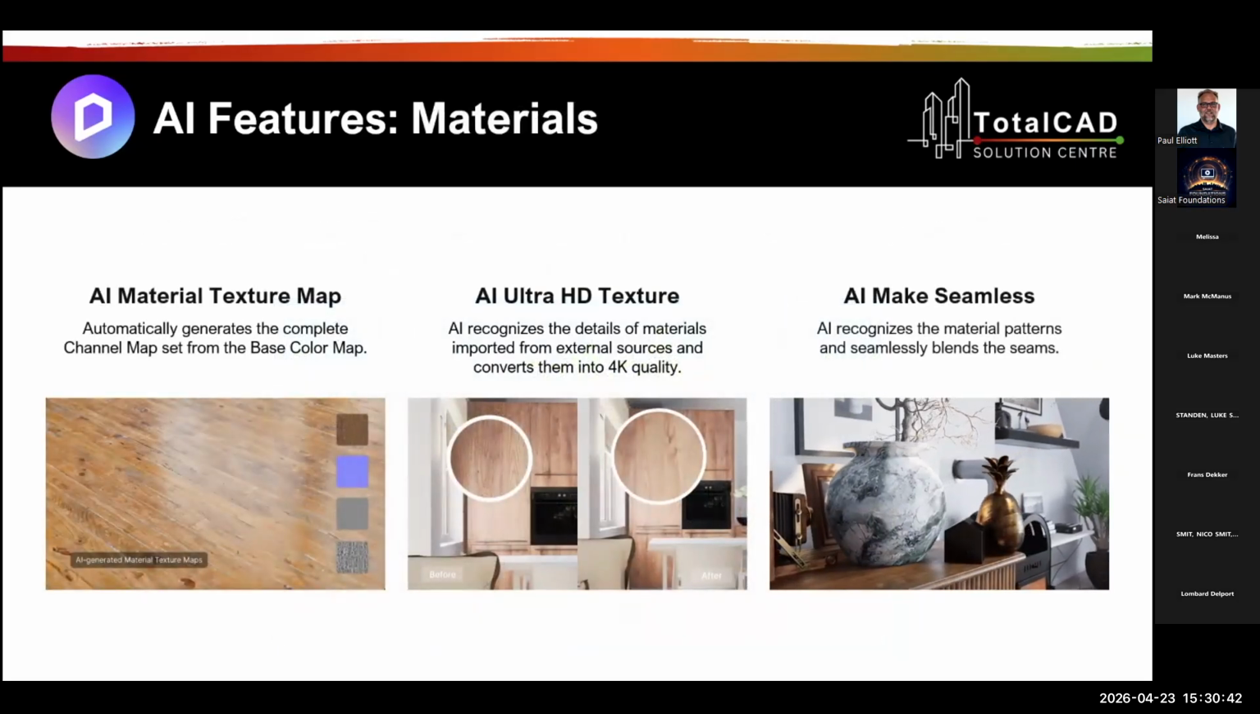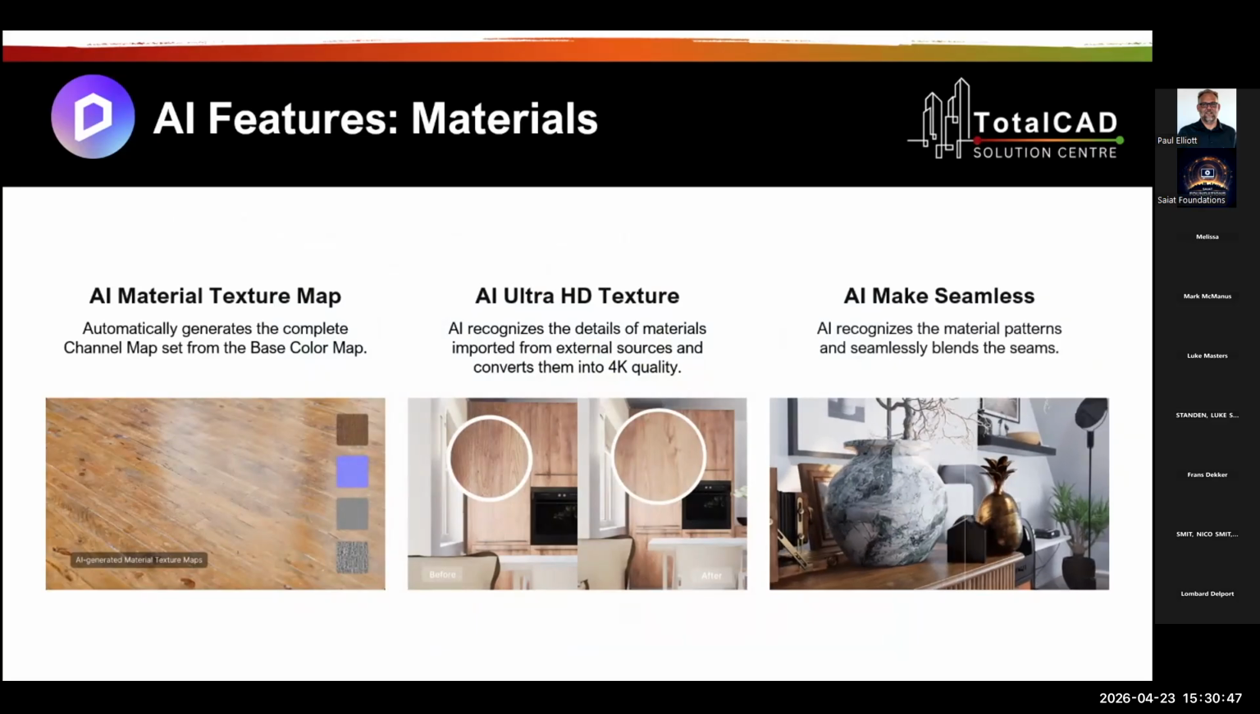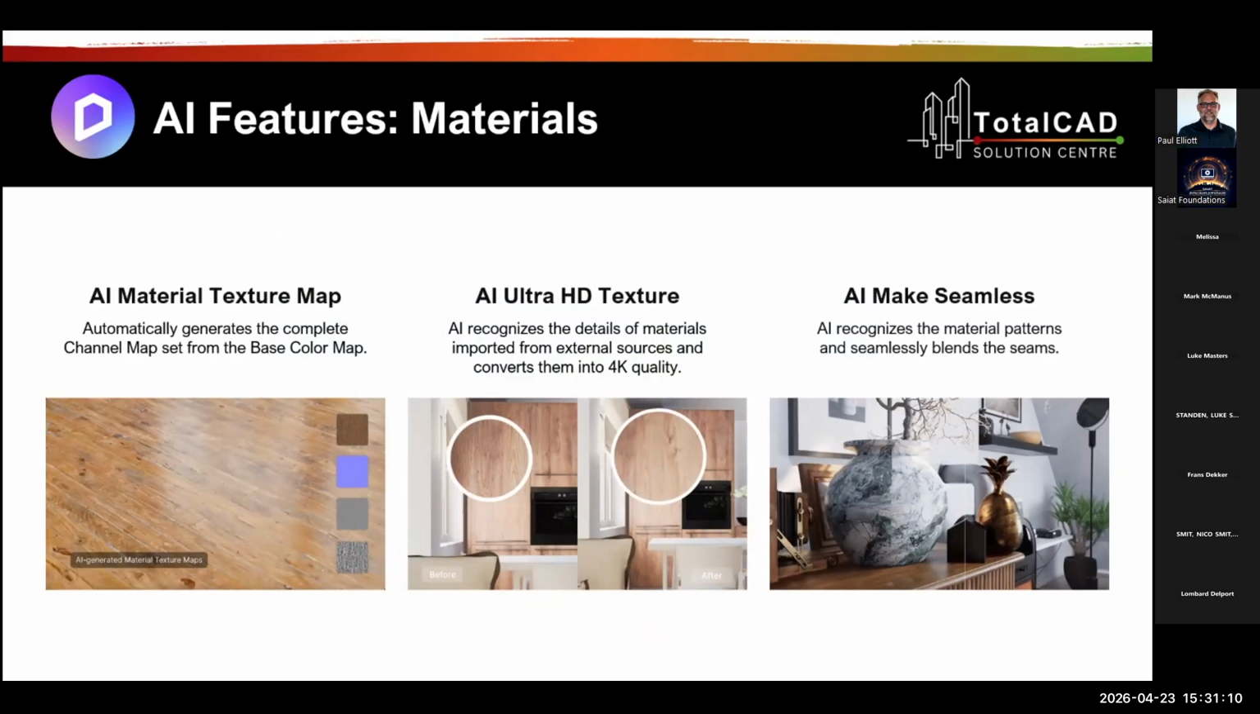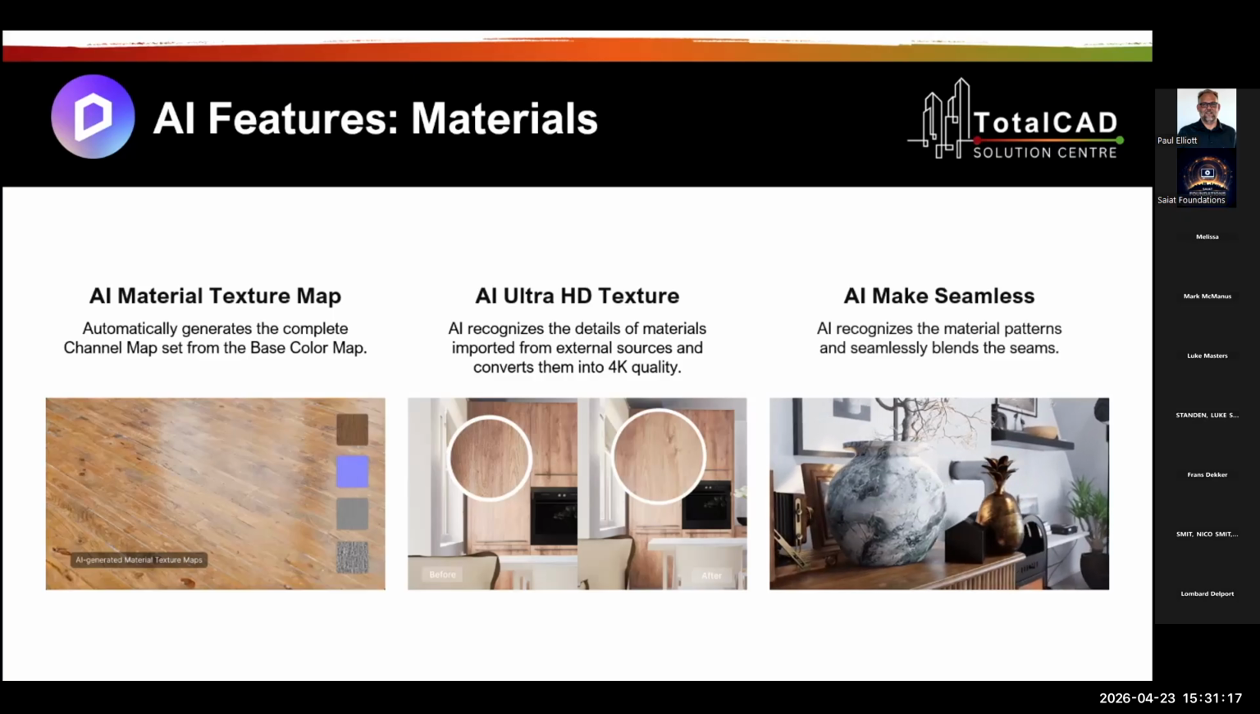D5 has built-in AI material features like the AI material feature map, which automatically generates the complete channel map set from the base color map. It has the AI Ultra HD texture, a function that recognizes the details of materials imported from external sources and converts them into 4K quality. D5 also uses a built-in material feature that eliminates repetitive material patterns and visible seam joints by blending the seams together to form a seamless flowing pattern.